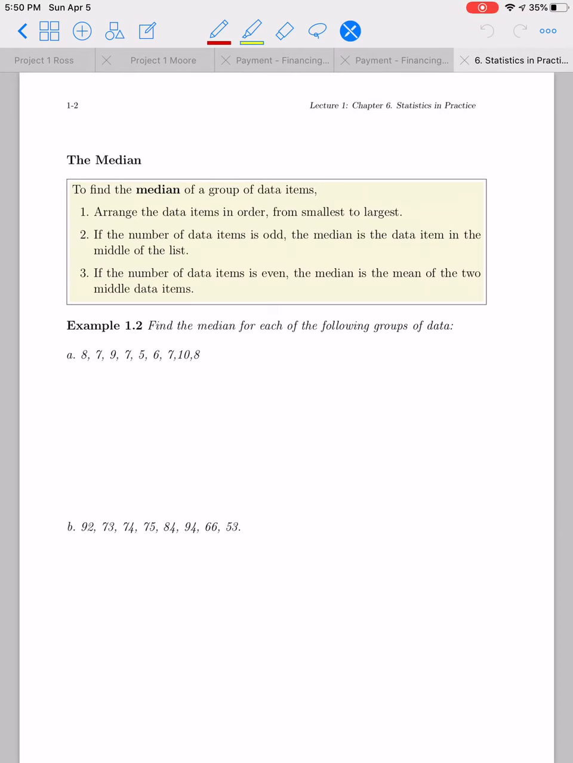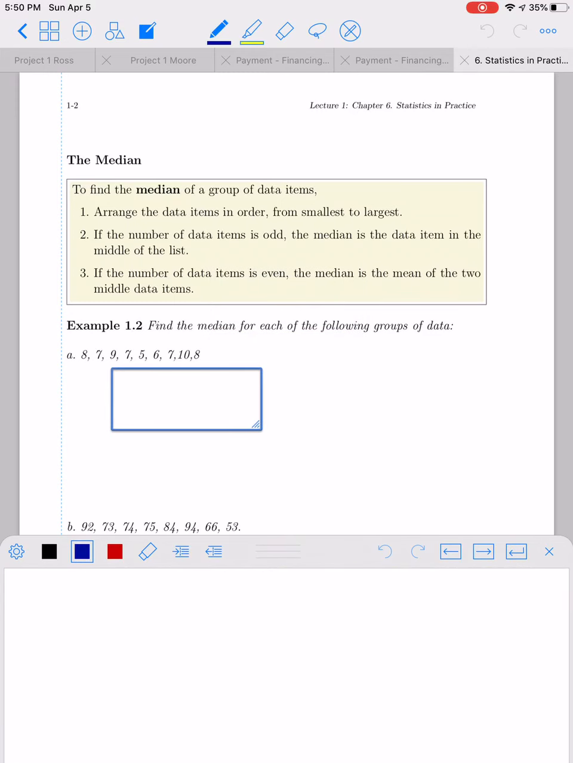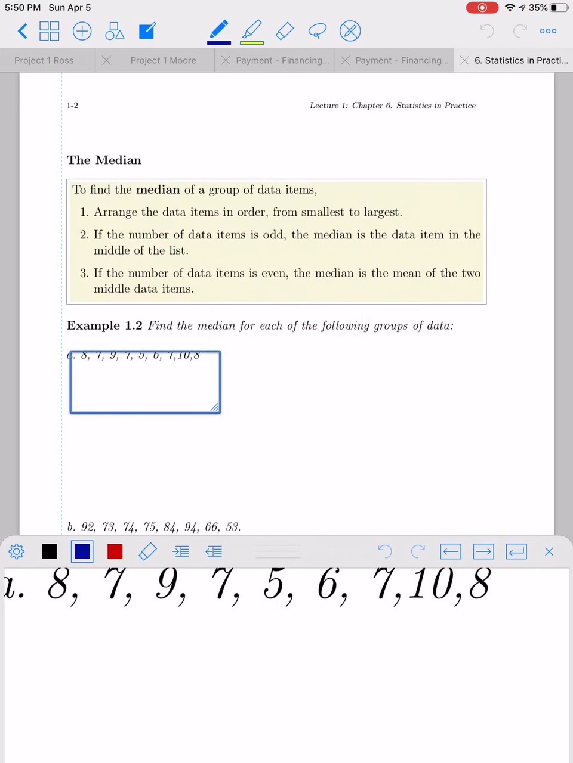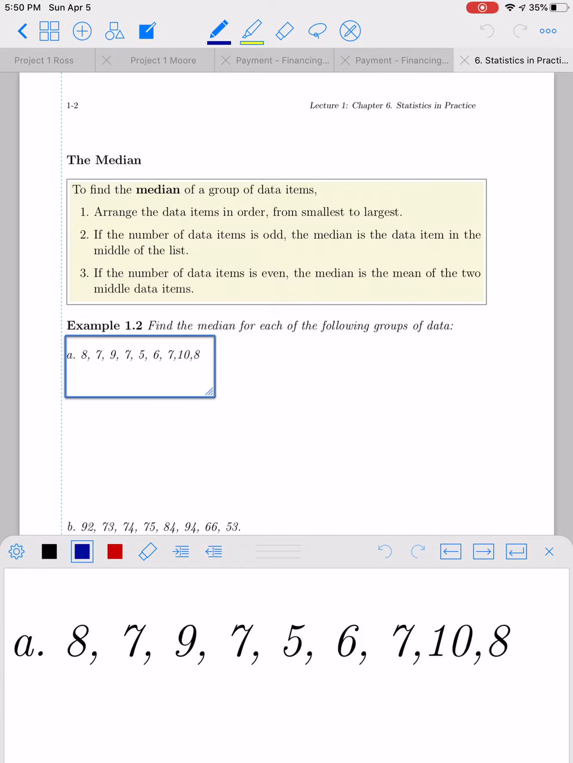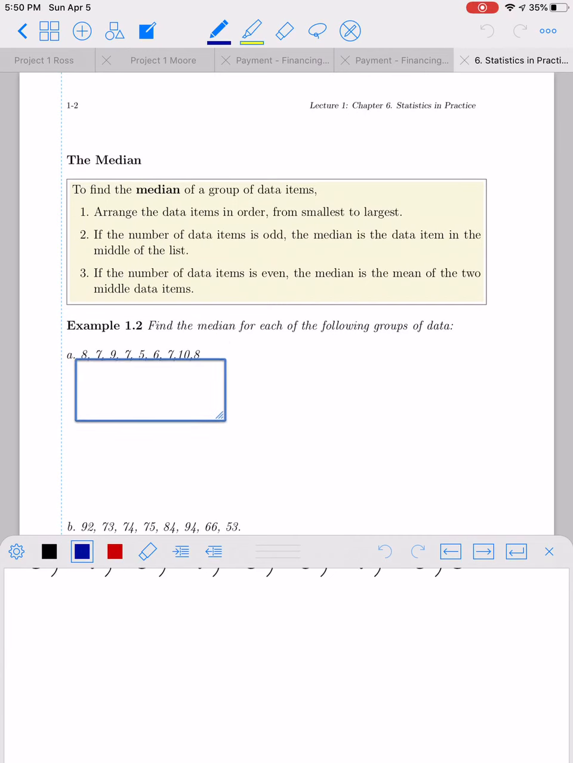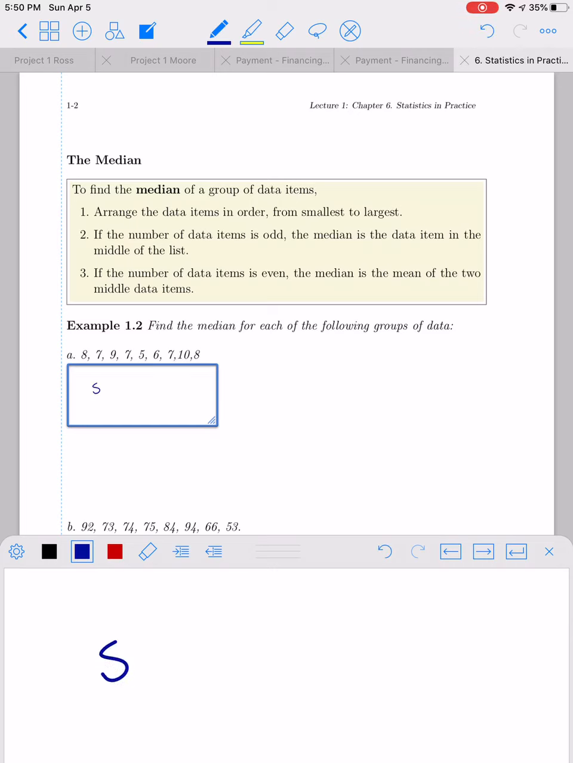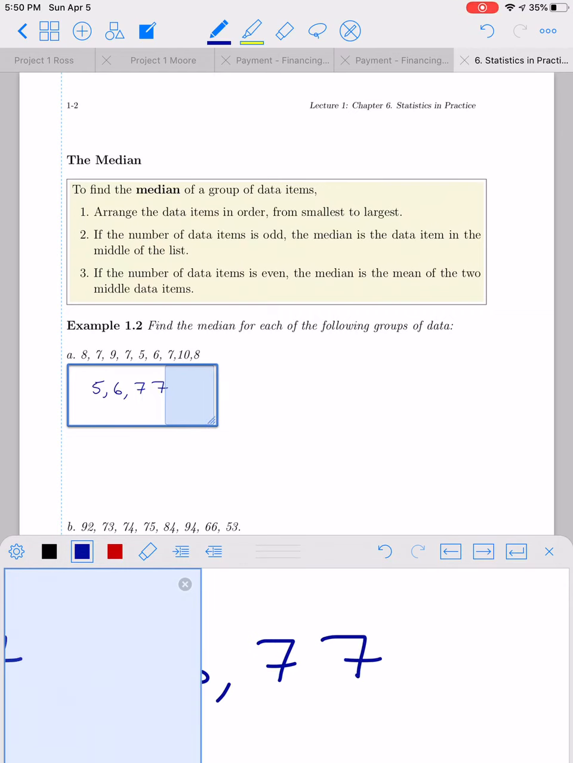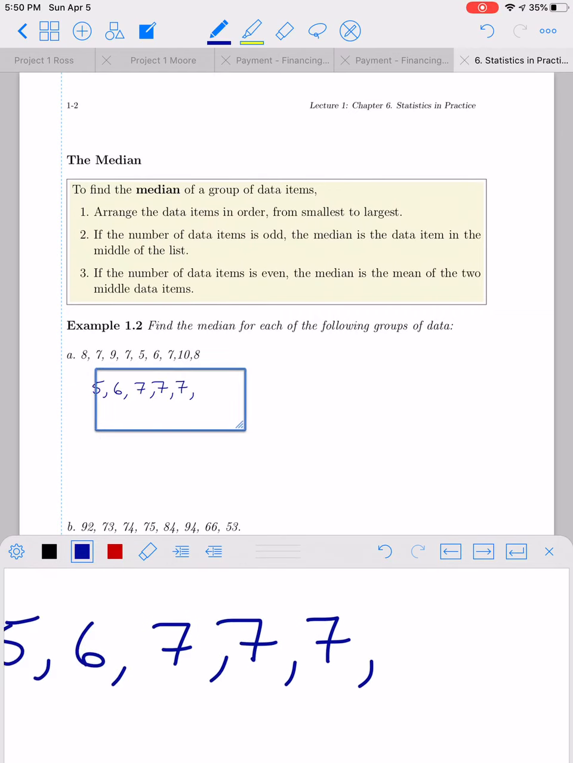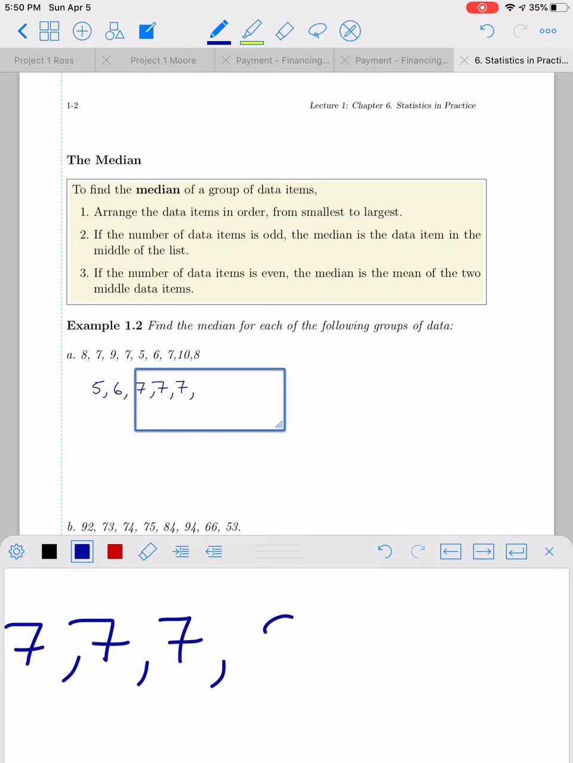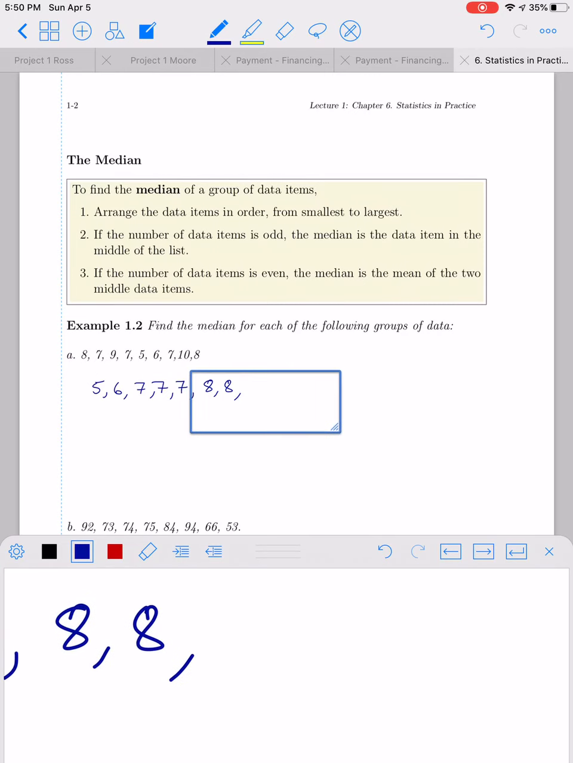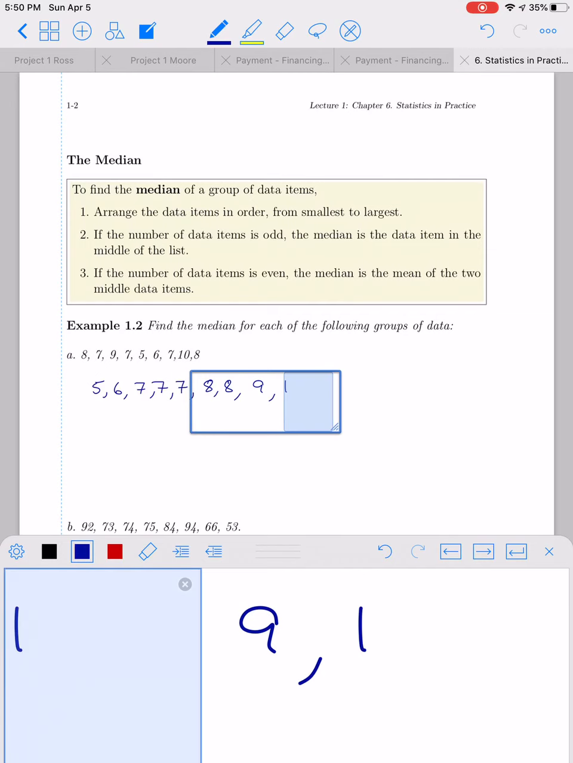The median is the middle value in a list. So if we're given this list of data items in part A right here, we're going to be asked to order or find the median. So what we'll need to do is order them in ascending order. We'll go 5, 6, how many 7s are there? It looks like 3. 3 7s, 8, 8, a 9, and a 10.